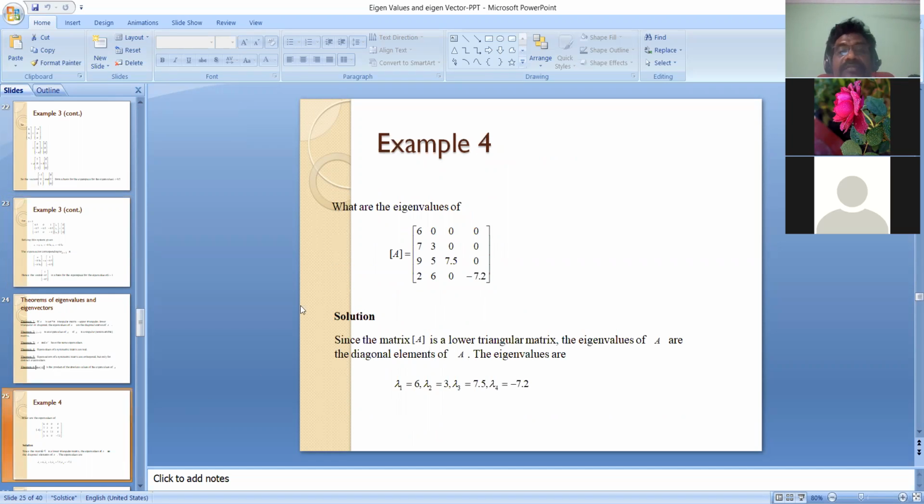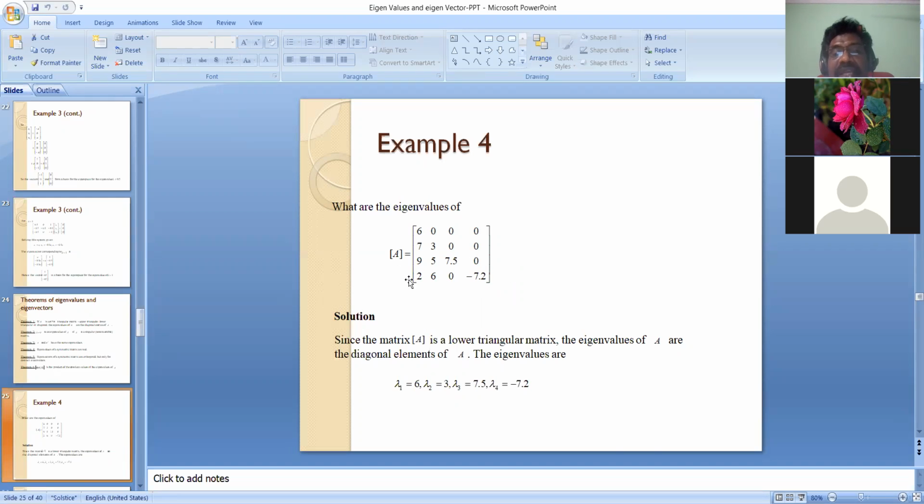Suppose here A equal to 6, 0, 0, 0, 7, 3, 0, 0, 9, 5, 7.5, 0, 2, 6, 0, minus 7.2.